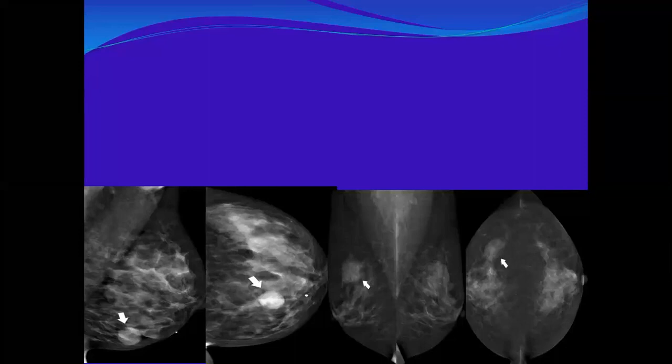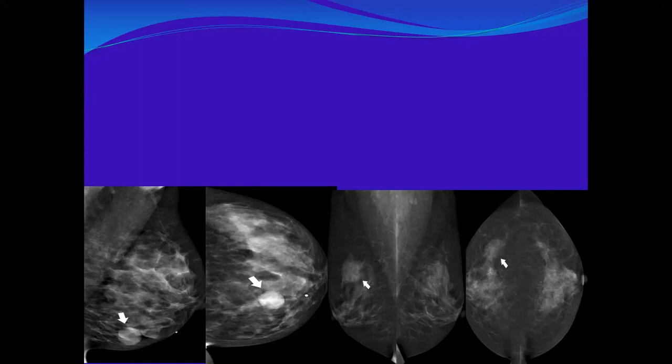The other one on the right side of the screen is also a mass because it has circumscribed margins seen persistently on both views, mediolateral oblique and CC view. Are you sure? Equal density mass. Okay, so here, do you agree with her?